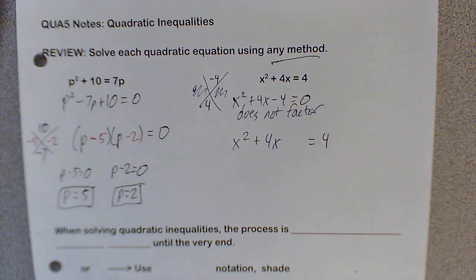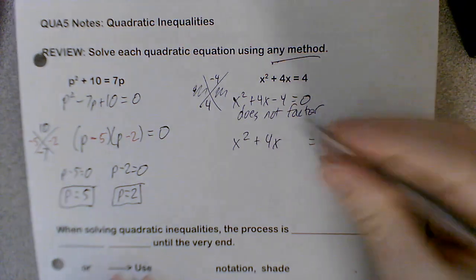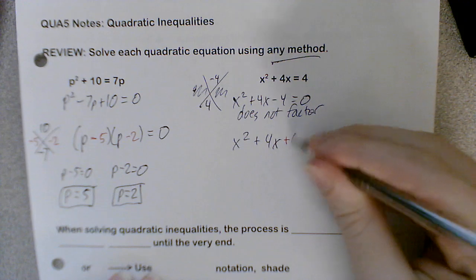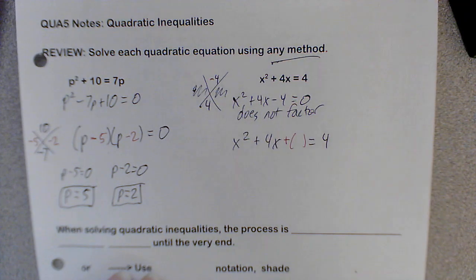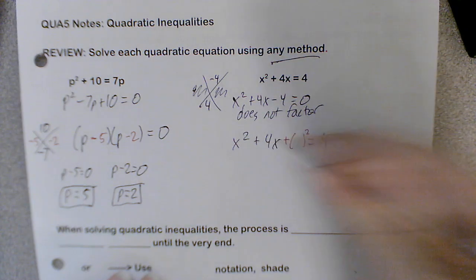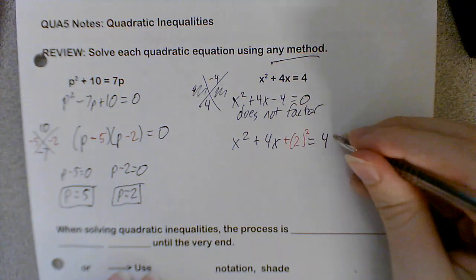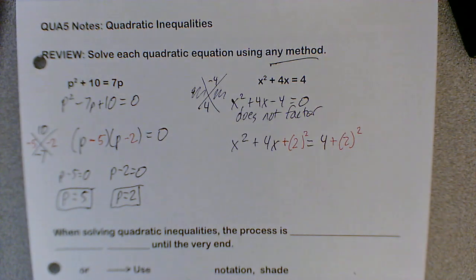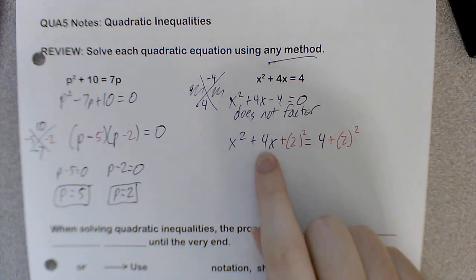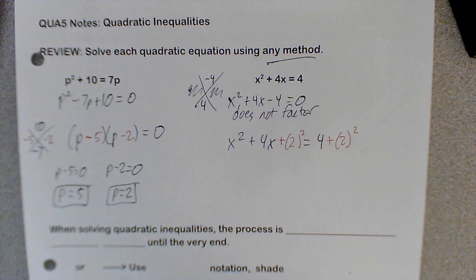So now when we cut this b term in half, we got 4. We're going to cut it in half and then square it. So if we cut 4 in half, we get 2. I'm going to add a 2 squared to both sides. Because remember, to complete the square, we need to cut the middle coefficient in half and then square it. And then add that to both sides.